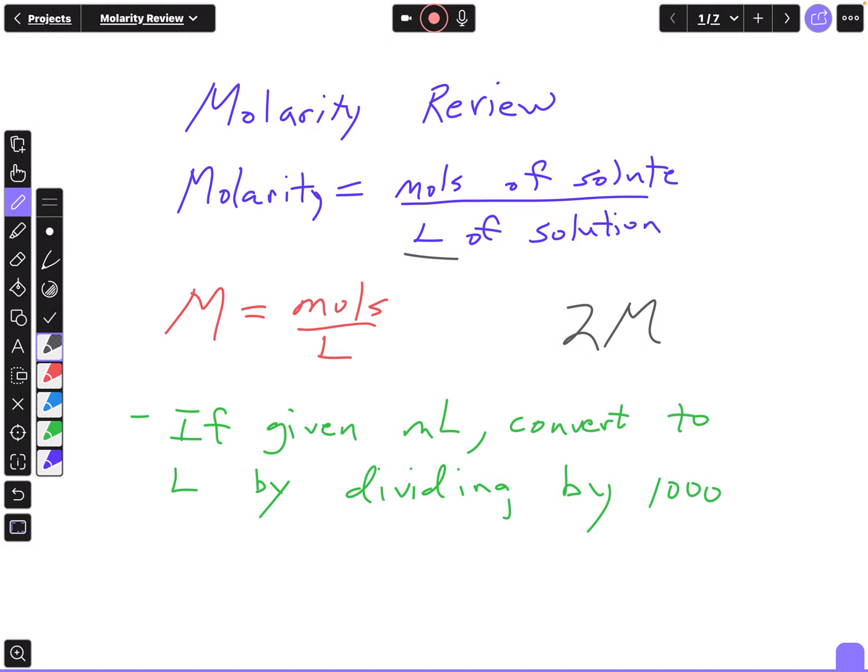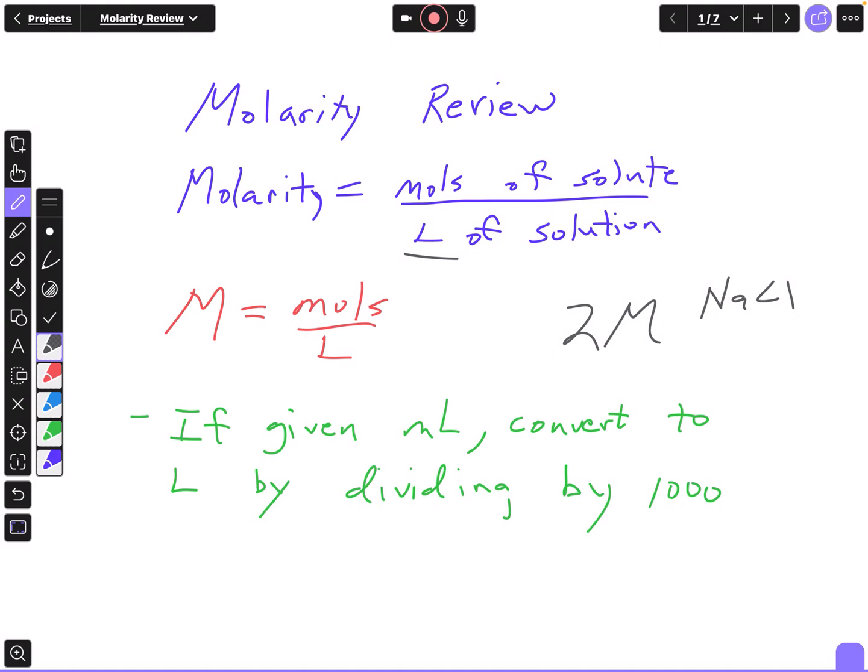It would be like 2 moles. If it was a NaCl saltwater solution, it would be 2 moles of NaCl per 1 liter of solution. So, you can make this solution by weighing out 2 moles of NaCl. Of course, you'd have to convert that to grams by multiplying by the molar mass, weigh the salt out in grams on a balance, add it to a container, and then fill it up to the 1 liter mark with water, and you would have a 2 molar solution of salt water.